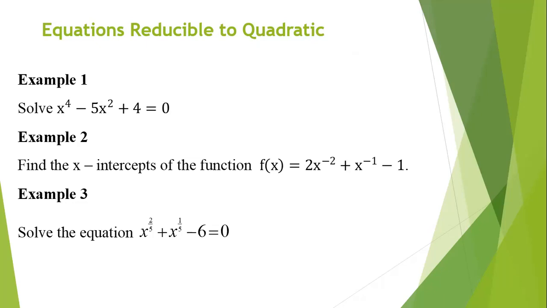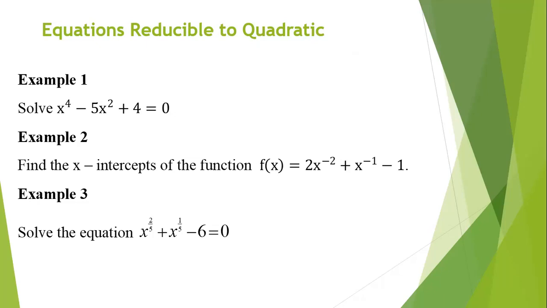Now, the second one, we also have an equation that is not quadratic. I have 2x raised to power minus 2 plus x raised to power minus 1 minus 1 equals 0. It's also very easy to reduce this. Something is common: x raised to power minus 1 is common, because I can factorize out x raised to power minus 1 from x raised to power minus 2. I will just say let x raised to power minus 1 equal p. Then I have 2p squared plus p minus 1 equals 0. Then it changes to quadratic, and you can use any method to solve it.